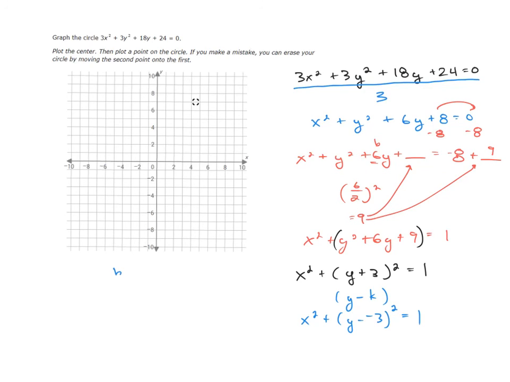Which would tell me my h is, again, x is by itself, so we could look at this again too, like x plus 0 squared. So my x is 0, my y is negative 3, and then the square root of 1 is simply 1. 1 times 1 is 1. 0, negative 3, go 1 unit in each direction, and you've graphed your circle.